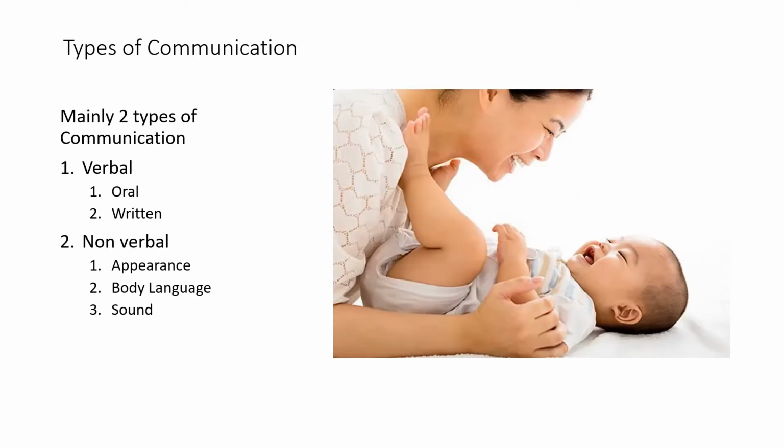So what are the types of communication? There are mainly two types of communication. Verbal communication, which is oral and written, which uses some form of language. Then there is non-verbal communication, which is on the basis of your appearance, your body language and sounds.